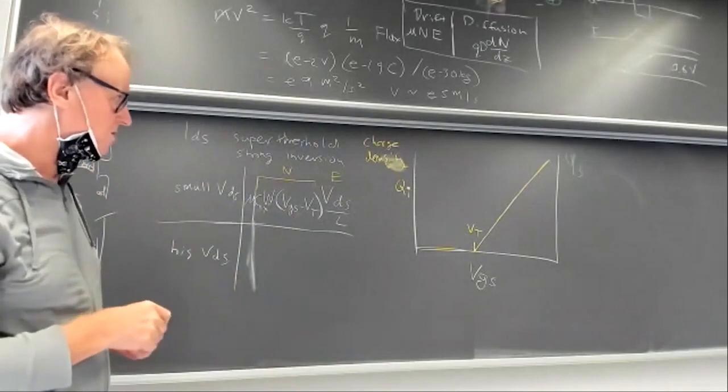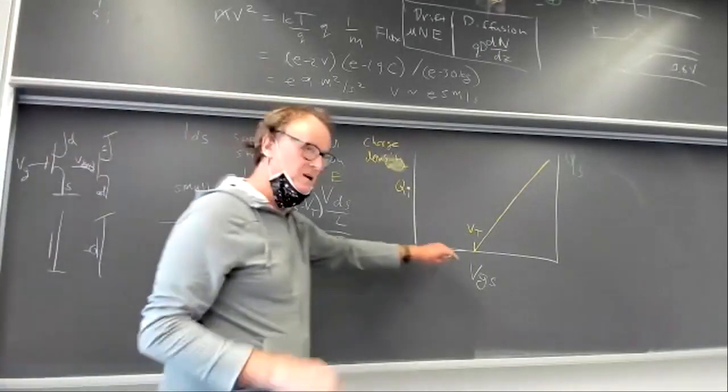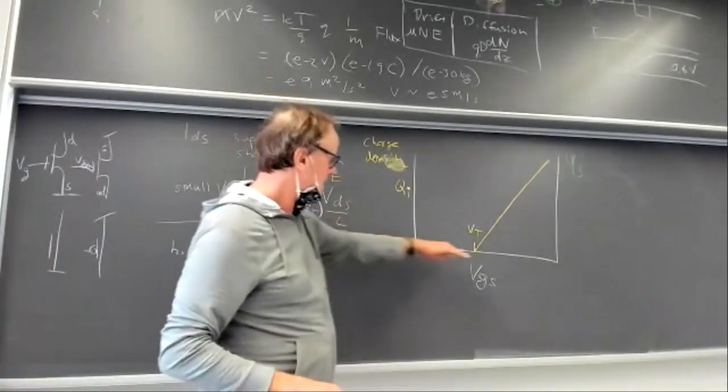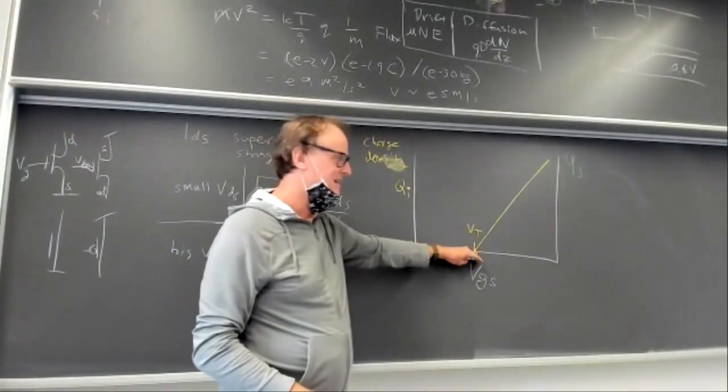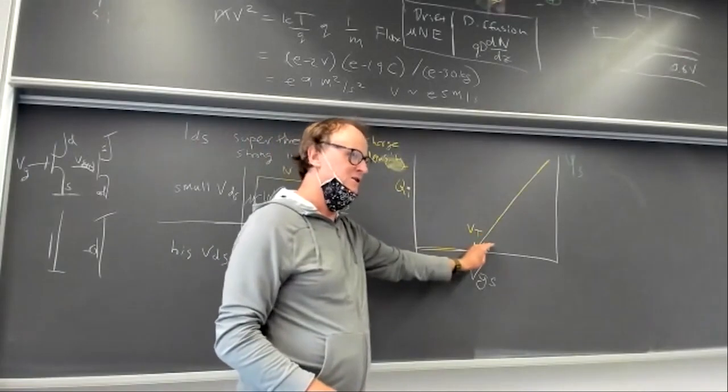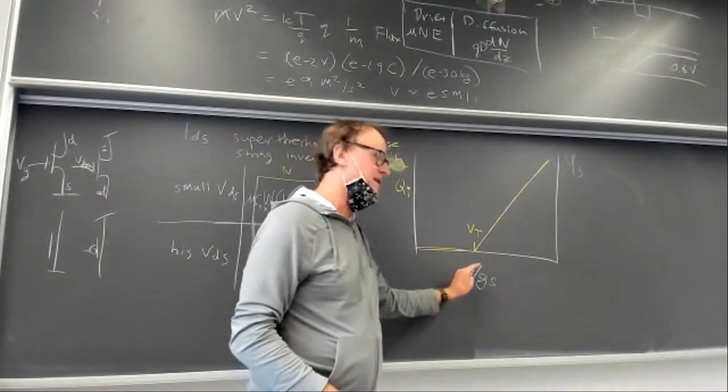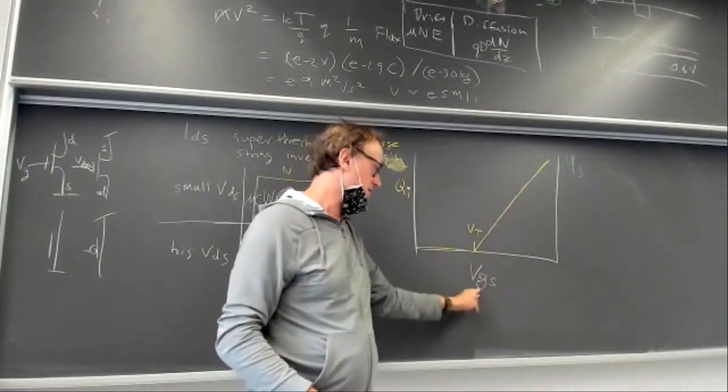Okay, so that's what the mobile charge density, it's zero for the purpose of this equation. When you're below threshold, there's no mobile charge in the channel. And when you go above threshold, the charge density in the channel just increases linearly with the voltage above threshold.